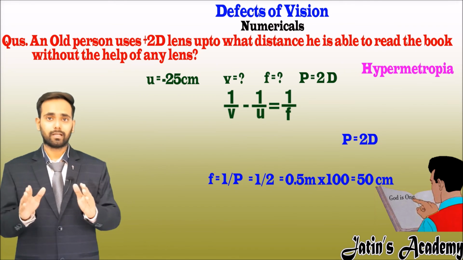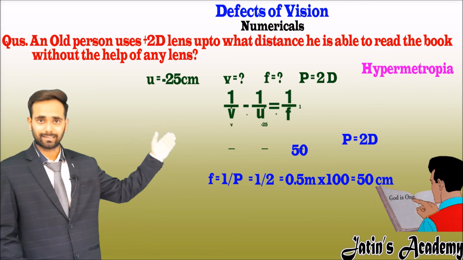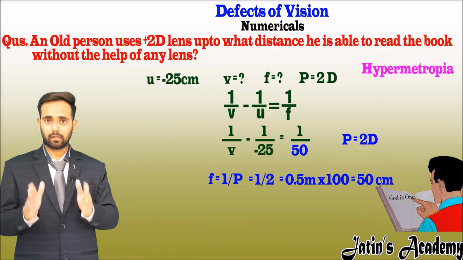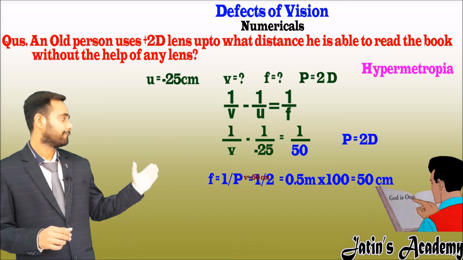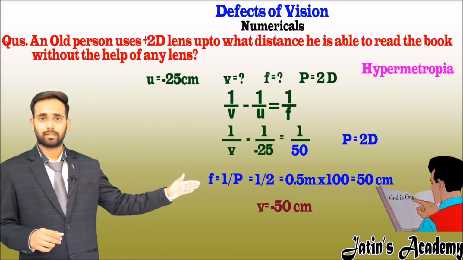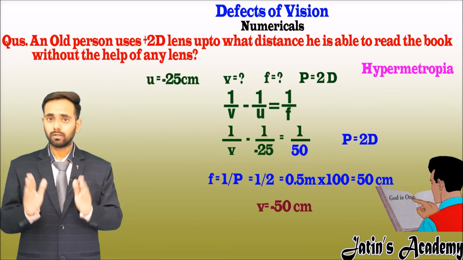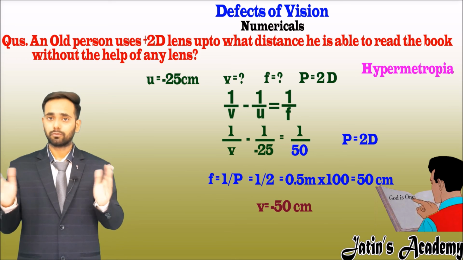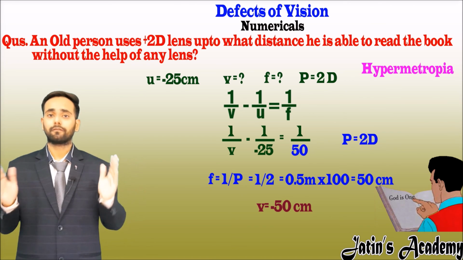Now put this value in the equation, that is in the lens formula. After calculation we get v equals minus 50 centimeter. It means without lenses, the person is able to read the book at 50 centimeter from his eyes.